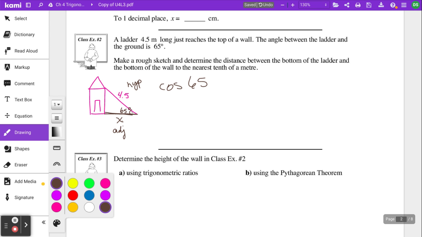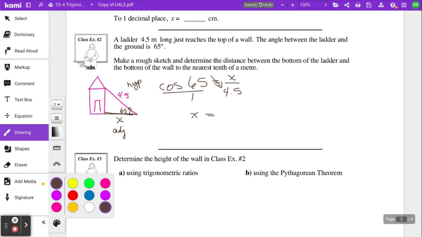And I say cosine of 65 is equal to the adjacent, namely x, over the hypotenuse. Boom. This is a cross-multiply situation. Put this over 1. I have two fractions equal to each other. That means I can cross-multiply. X times 1 is x. Now all I have to do is type in my calculator the cosine of 65 and multiply it by 4.5.